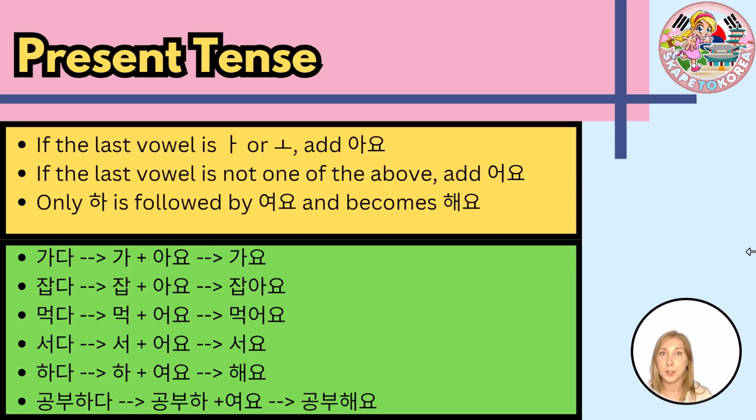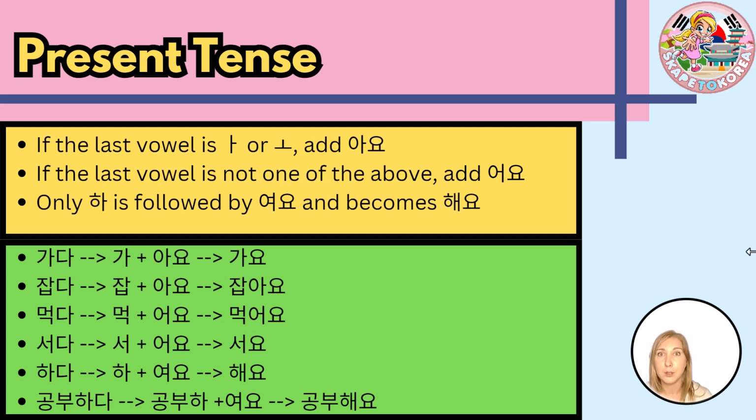All right, so in terms of the present tense, like I've mentioned, our first step is to drop the 다, okay? And then you are going to look at what the last vowel is, and that depends on what you attach to the verb. So the rules of that are in the yellow box, and then we've got some examples. So for the first bullet point, if the last vowel is ㅏ or ㅗ, you add 아요. So the first examples in our green box are following that rule. So let's have a look.